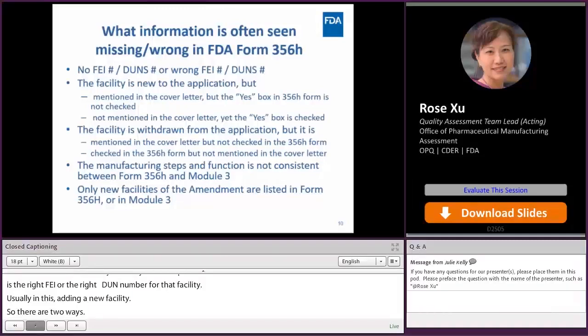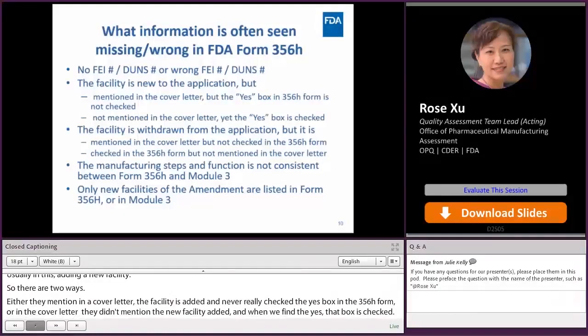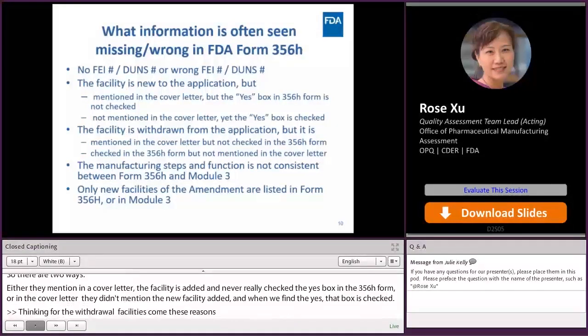Same thing for the withdrawal facilities. The applicant wants to withdraw the facility for any of the reasons. Could be the OAI or could be some facility is no longer used. In this case, we find that they mentioned in the cover letter that they want to withdraw that facility. However, they never really check in the 356H form.